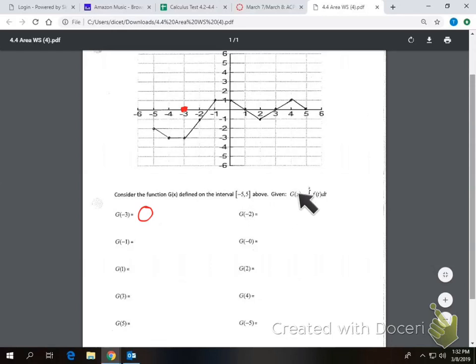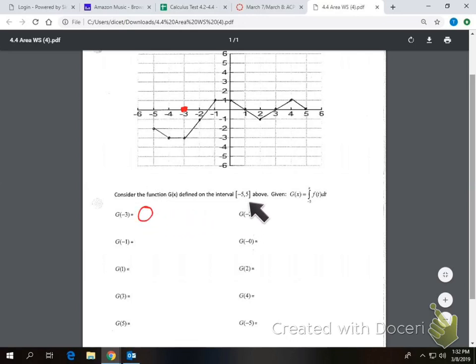G is the antiderivative of f. So let's think of this graph as the derivative. Everybody with me on this? Because the antiderivative of a derivative takes me back to the original function. So at g of -3, I have 0.